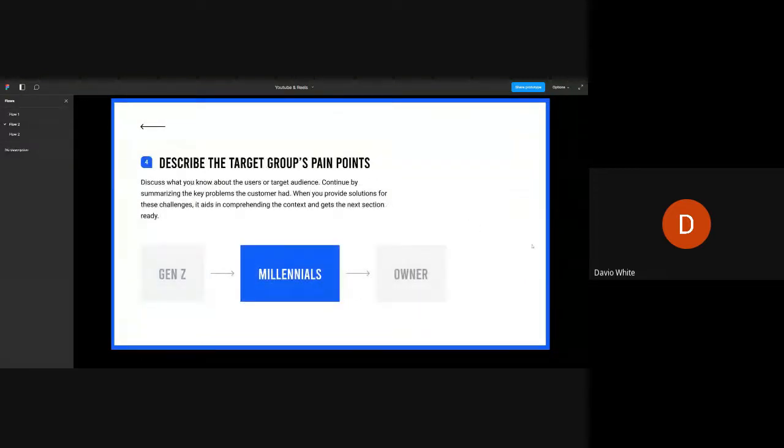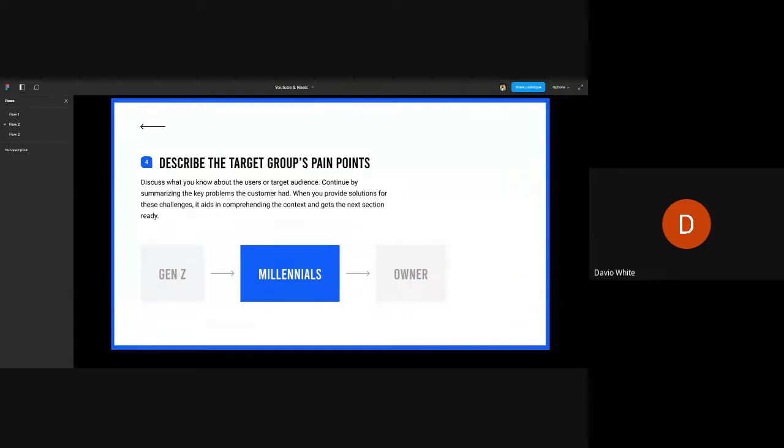Four, describe the target group's pain points. So discuss what you know about the users and target audience. So continue by summarizing the key problems the customer had when you provide solutions for these challenges. It aids in comprehending the context and gets the next section ready.